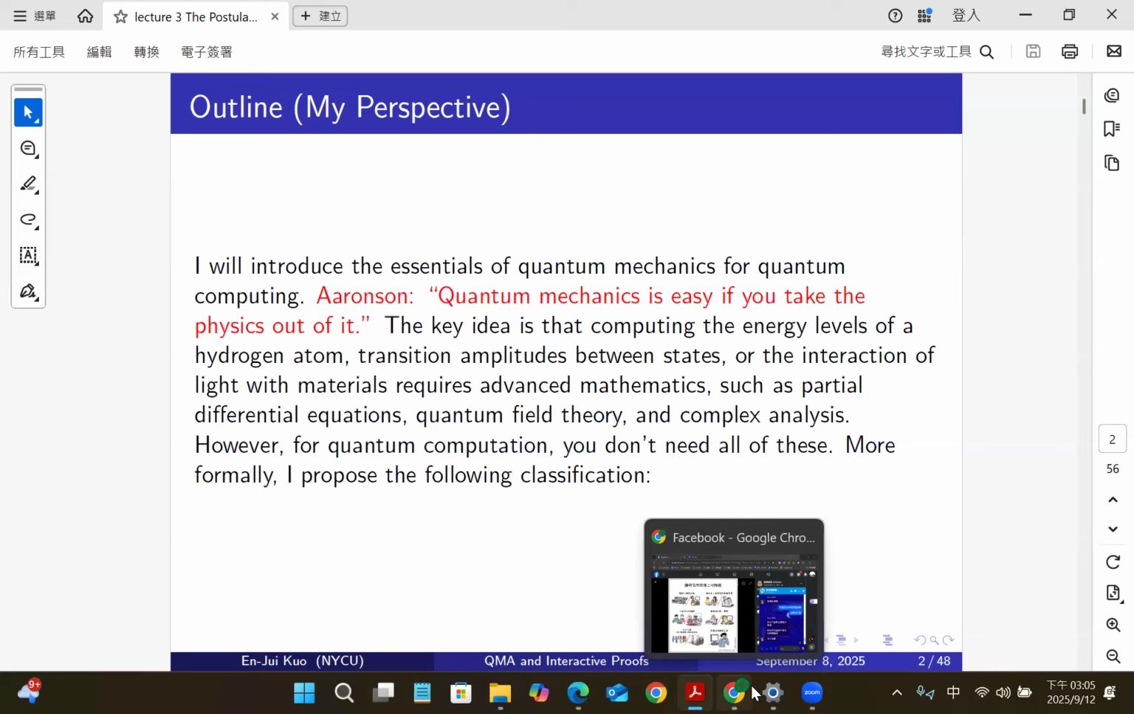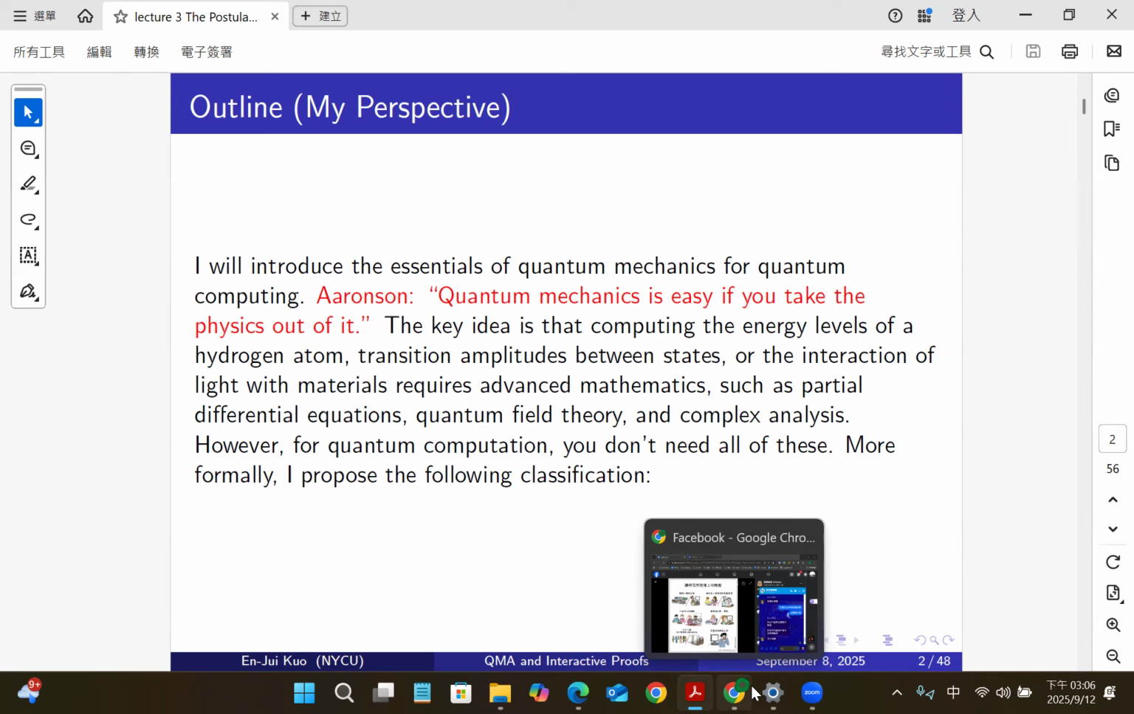There is a claim that quantum mechanics is easy if you take physics. The key idea is that if you want to compute, let's say, the energy level of hydrogen or an electron, you have to solve some equation. Or you want to do some interaction, magnetic interaction. Sometimes these are not the essential quantum mechanics. You just require more advanced mathematics to compute all this. So these are not the essence of quantum mechanics itself. So for quantum computation, you don't need to know all of it.